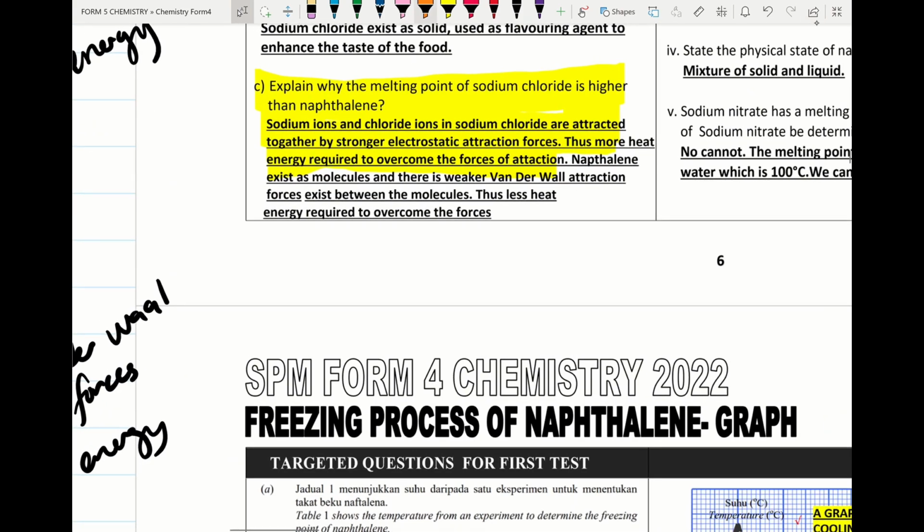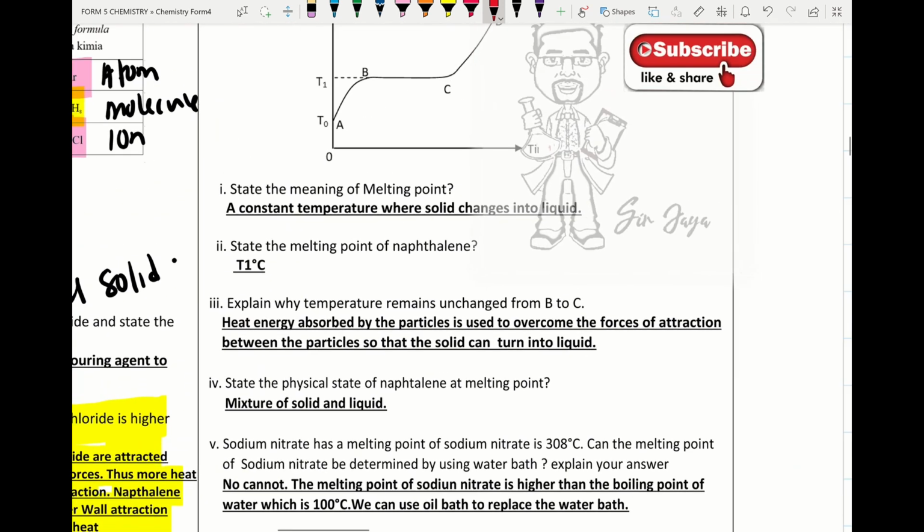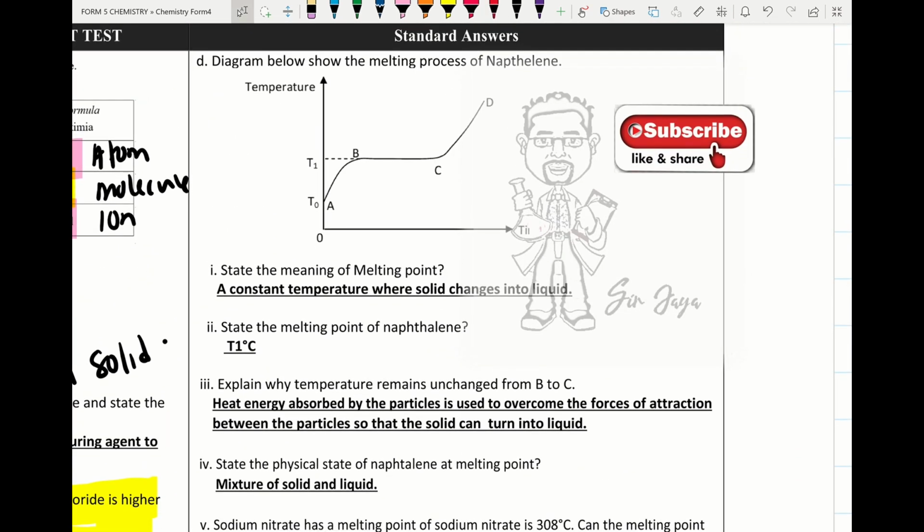So the answer will be here. Okay, so the naphthalene exists as molecule. There are weaker van der Waals forces of attraction between the molecules. Thus less heat is required to overcome the forces of attraction. So please remember.